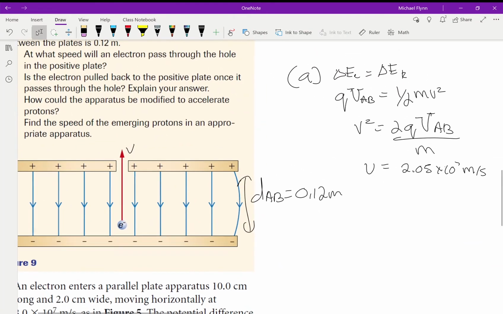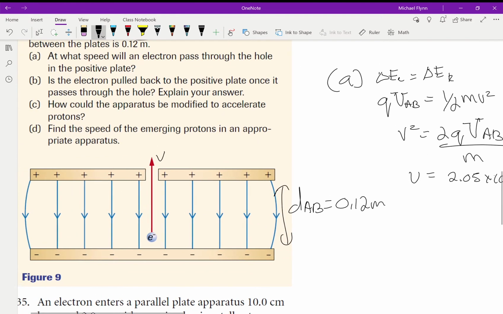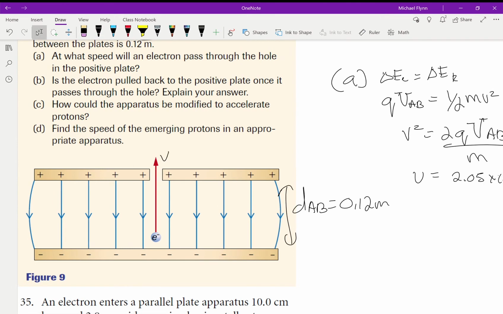Now, I said I wouldn't do it for you. I did. I lied. Don't forget to take the square root, though, when you're doing these questions. Now, let's look at some of these other questions. It says, is the electron pulled back to the plate once it passes through the hole? I think everyone can understand that a negative charge will be repelled from this negative plate at the bottom, pushed up, and it's also going to be attracted to the positive plate. So you get two upward forces going to push that through the hole. Once it gets out, will it be pulled back to this positive plate?